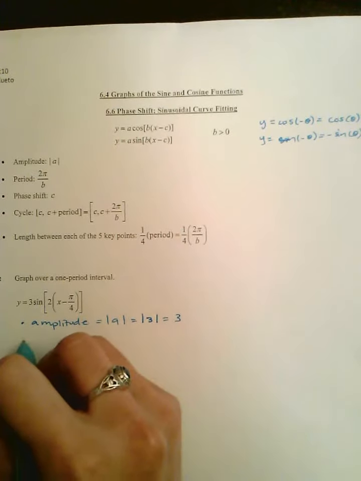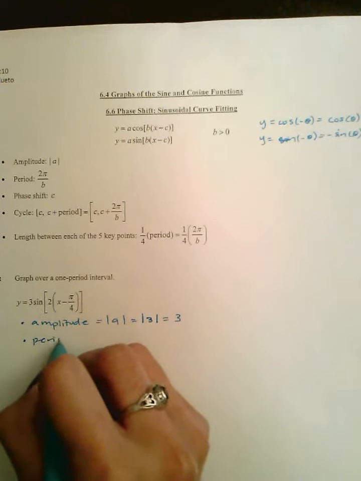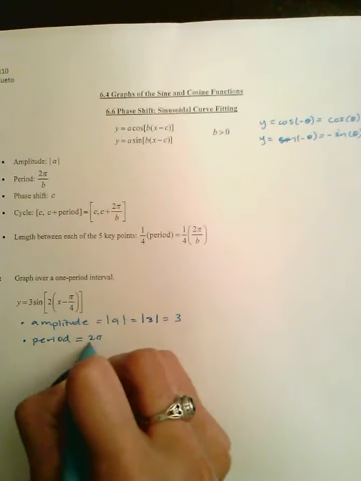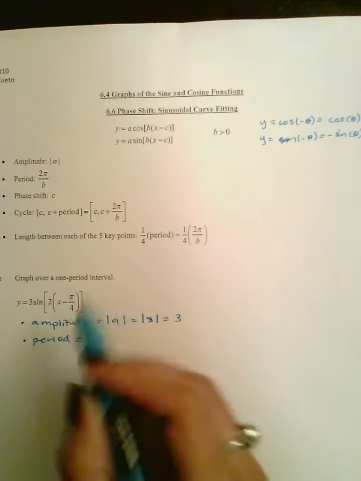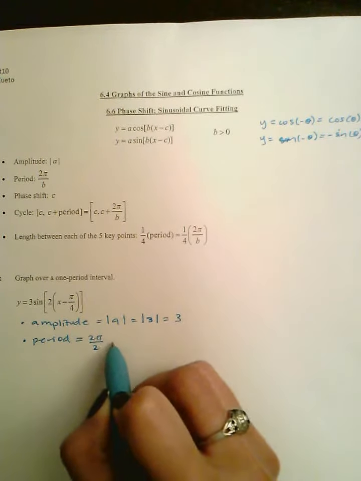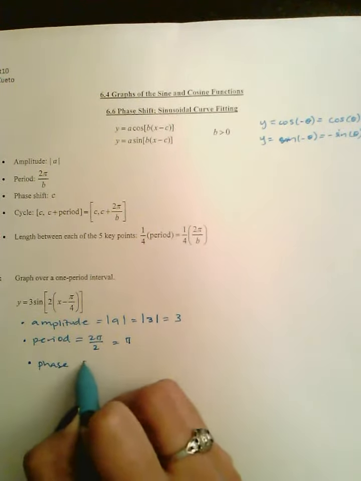Next thing is to find the period. So the period is equal to 2 pi over b, and b is equal to the 2 in this case. So 2 pi over 2 is equal to pi. So now we're going to go ahead and find the phase shift.